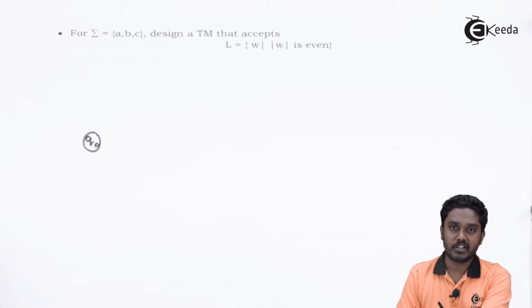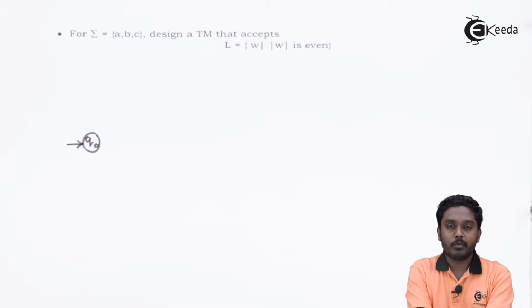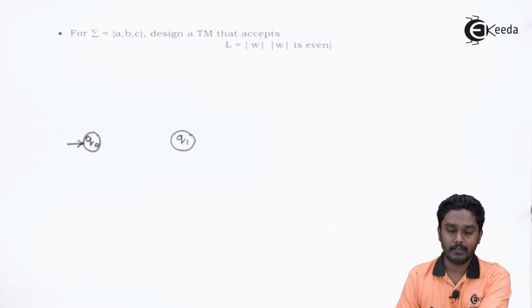Q0 is taken as the initial state. On the first encounter of either A, B or C, we can keep the symbol as it is, but then we have to move to the right. In that case, the length would be odd. Hence Q1 is non-final.